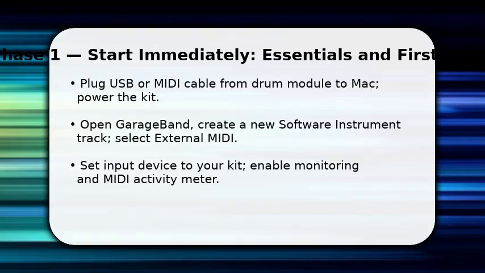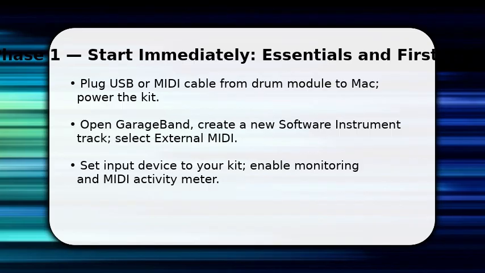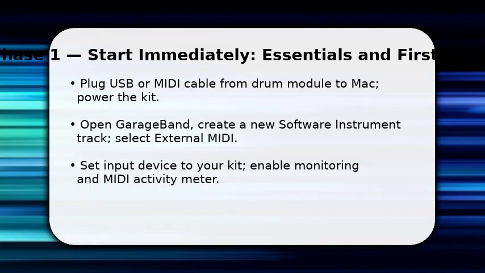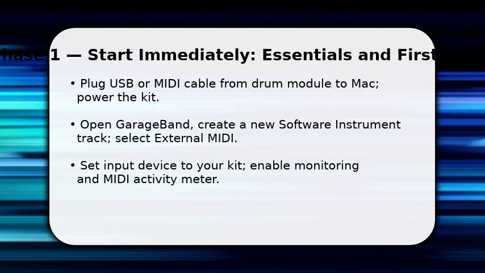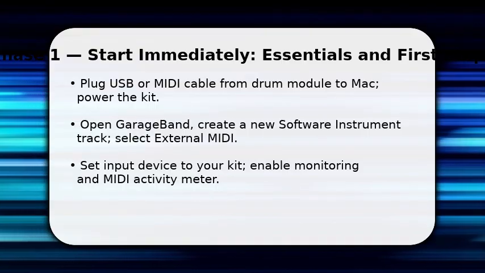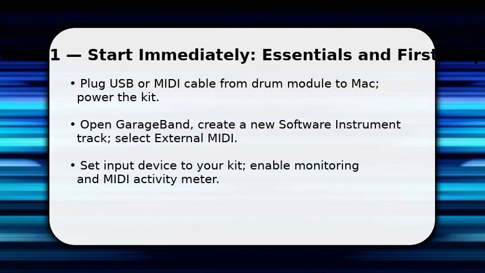You start by getting signal into GarageBand. Plug the drum module to your Mac via USB or a MIDI interface, then power the kit. Once done, open GarageBand and create a new software instrument track, choosing external MIDI as the input so GarageBand listens to the pads. Make sure to select your drum kit as the track's input device and enable monitoring. This confirms MIDI messages are arriving. If you see the MIDI activity meter flicker when you strike pads, you're ready for sound mapping.